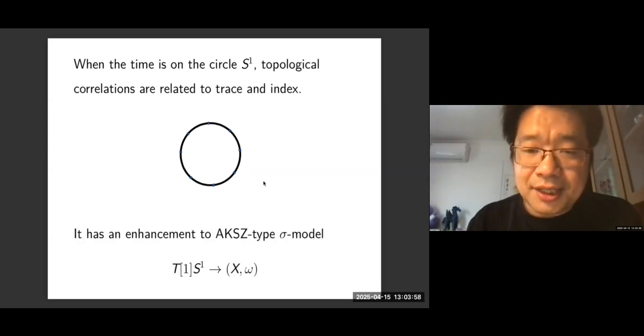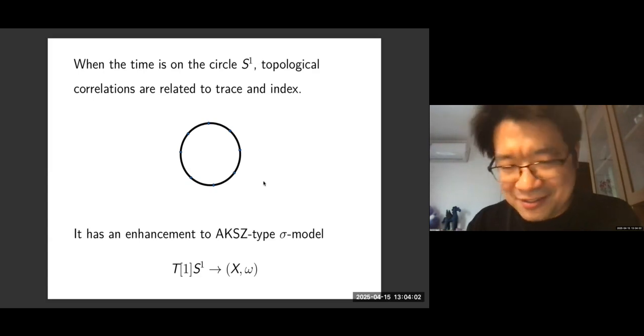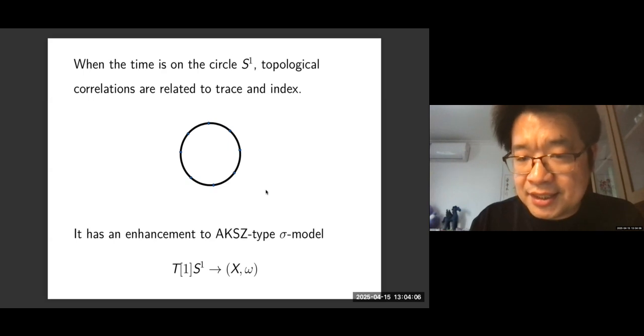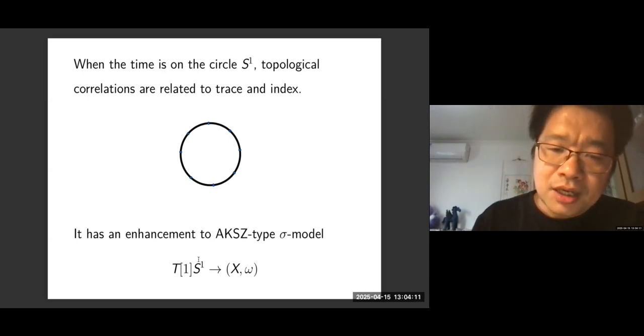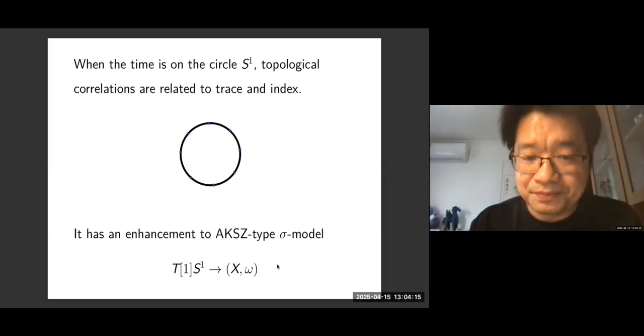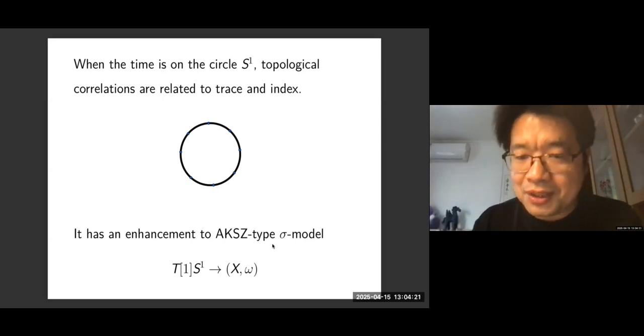Basically the thing I will explain arises from a very simple model, which is called AKSZ type sigma model, from this mapping space, from the de Rham stack to the target symplectic space. This is the motivation behind, but I will just tell you roughly what's going on.